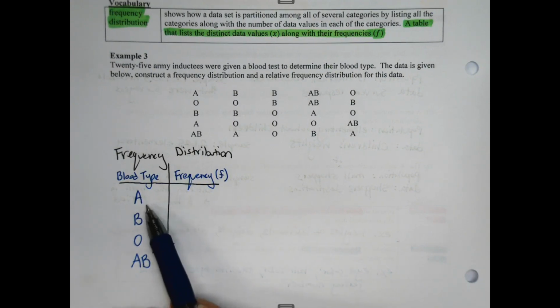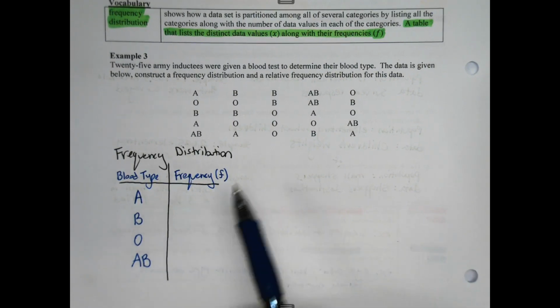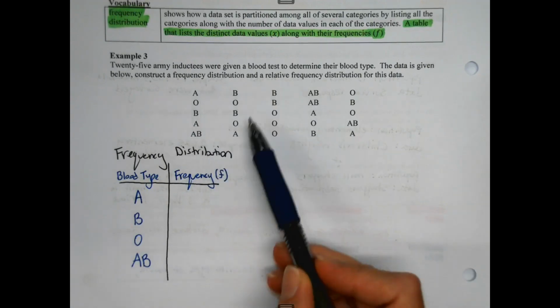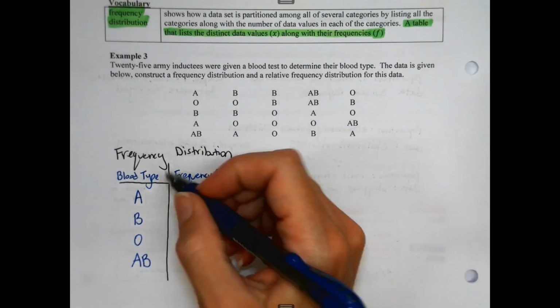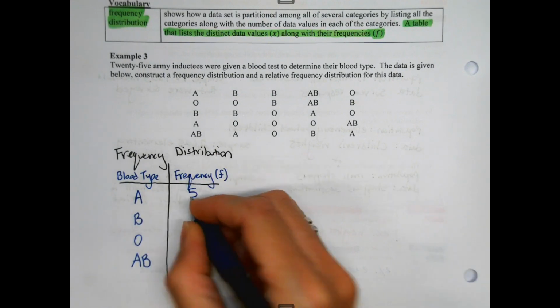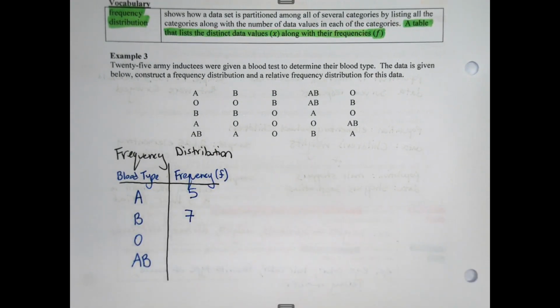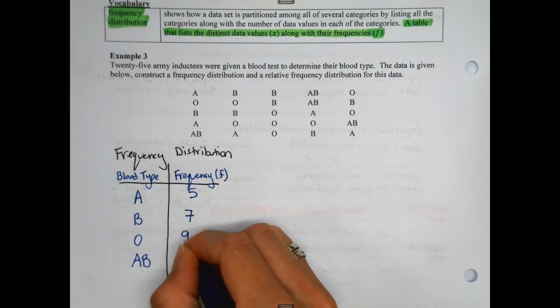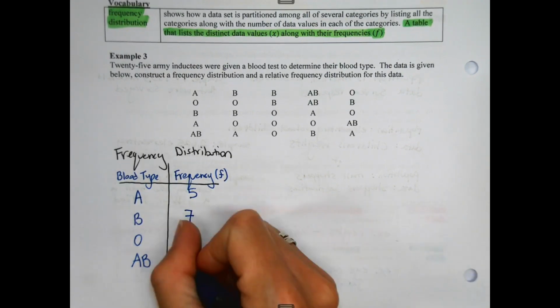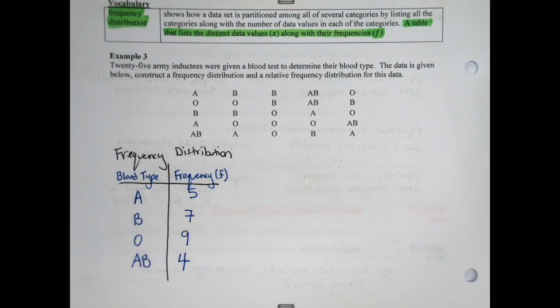For blood type A, we would count all of the A's. 1, 2, 3, 4. There are 5 of them. For the B's, we would count them up. There happens to be 7. O's, there are 9. And AB, there are 4.